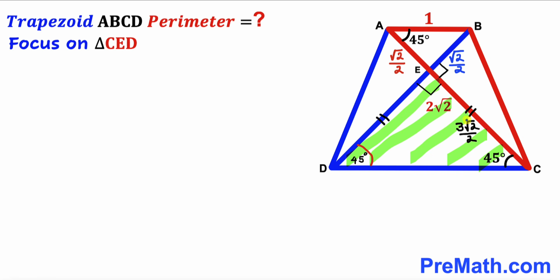And now we know that our CE length is 3 times square root of 2 divided by 2. So therefore this length has got to be 3 times square root of 2 divided by 2 as well. And now I am going to label this base CD as x. And now our task is to find the value of x. So therefore we are going to apply the Pythagorean theorem on this triangle.